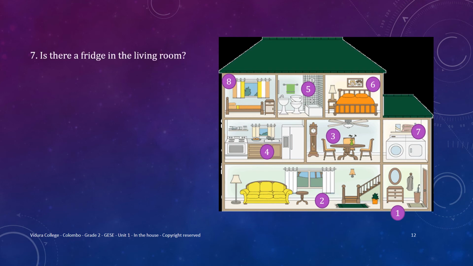Question 7. Is there a fridge in the living room? Now in this question, we are asking about the objects in your house. Is there a fridge in the living room? So, the answer should be, no, there isn't.